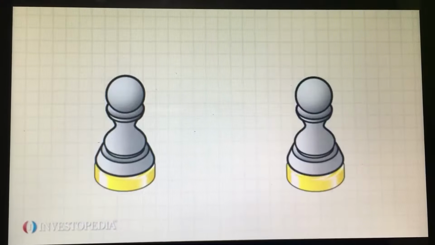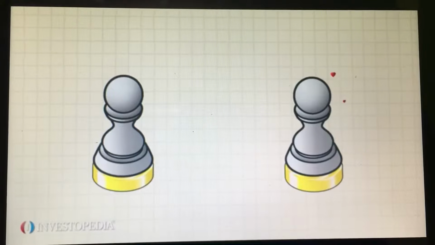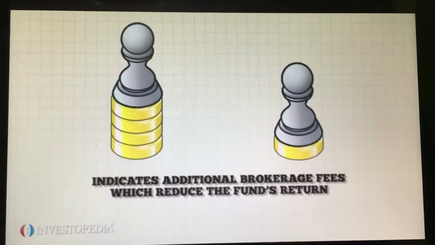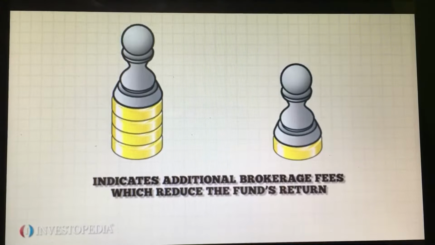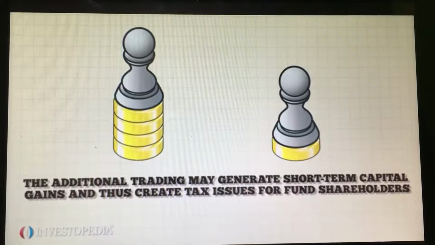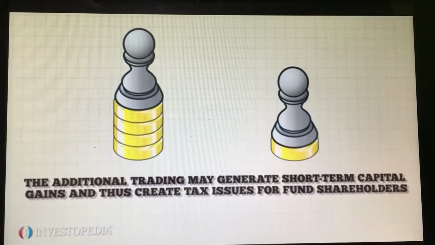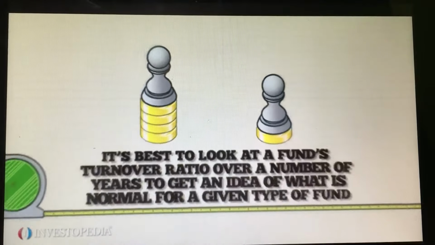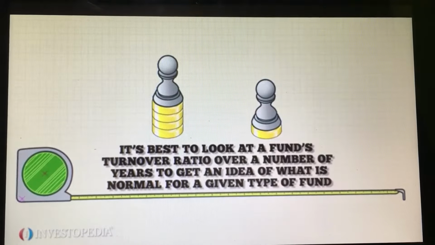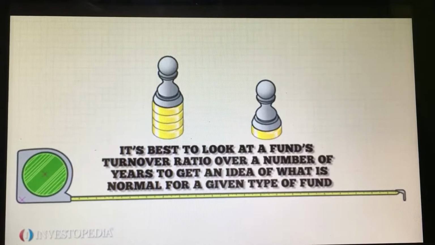For any two funds that are similar, a low turnover ratio is preferable. In this case, a high ratio indicates additional brokerage fees, which reduce the fund's return. Also, the additional trading may generate short-term capital gains and thus create tax issues for fund shareholders. It's best to look at a fund's turnover ratio over a number of years to get an idea of what is normal for a given type of fund.